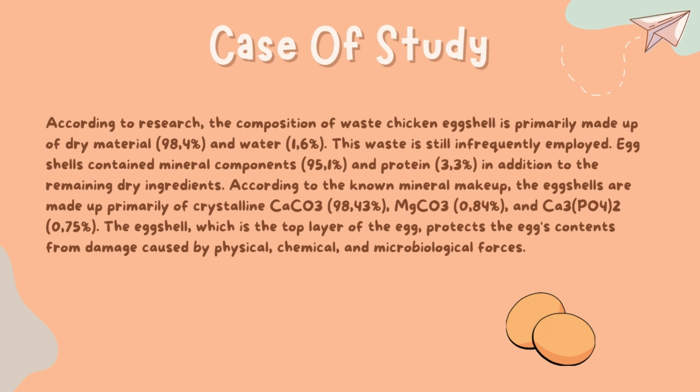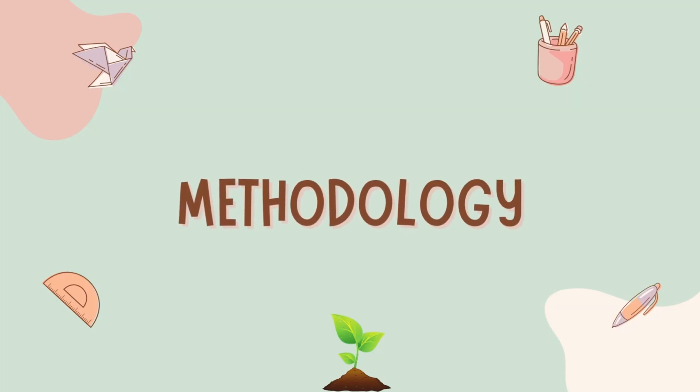According to the non-material makeup, the eggshell is made up primarily of crystalline calcium carbonate 98.43%, magnesium carbonate 0.84%, and calcium phosphate 0.75%. The eggshell, which is the top layer of the egg, protects the egg contents from damage caused by physical, chemical, and microbiological force. So we're going to move to methodology.